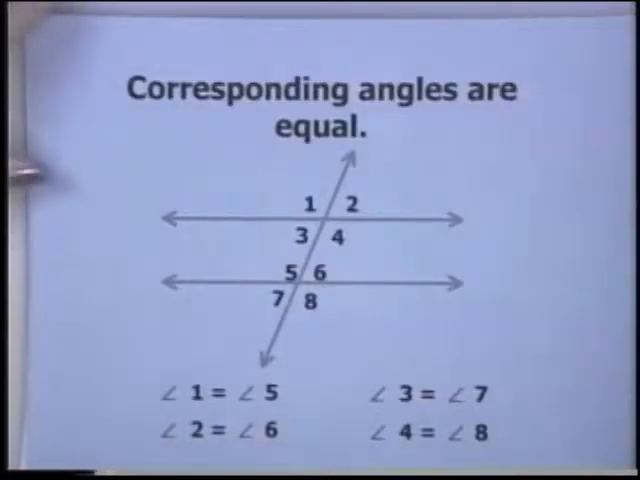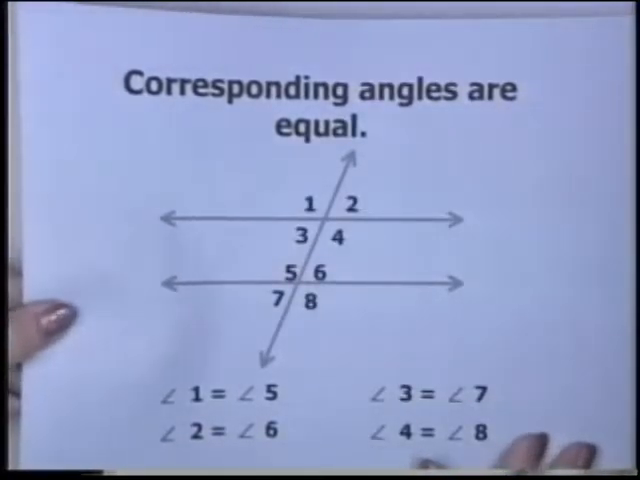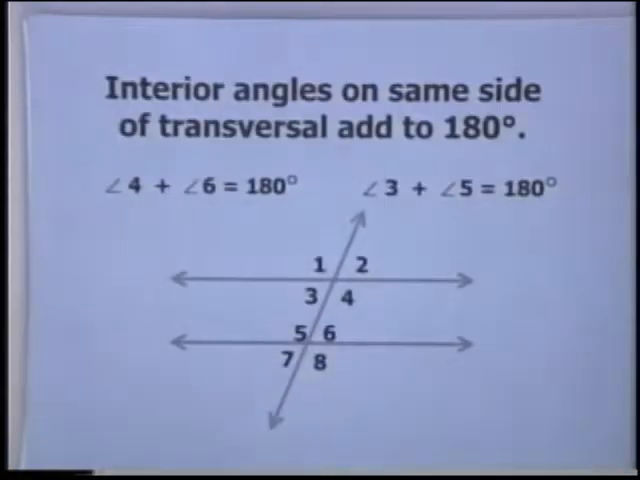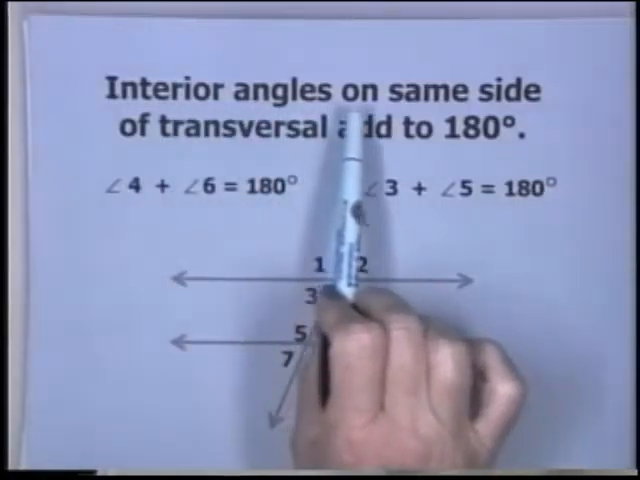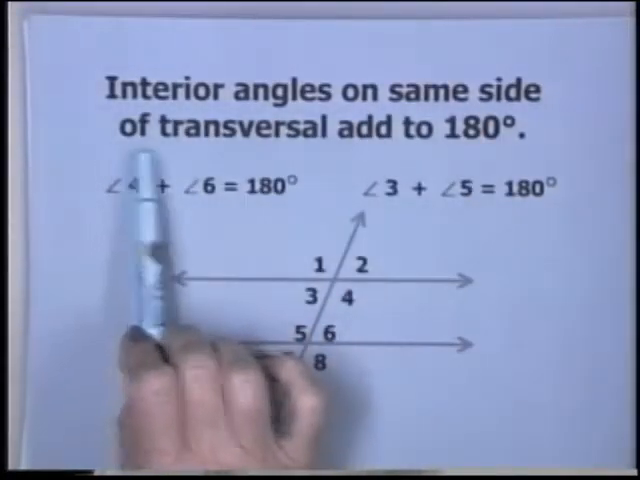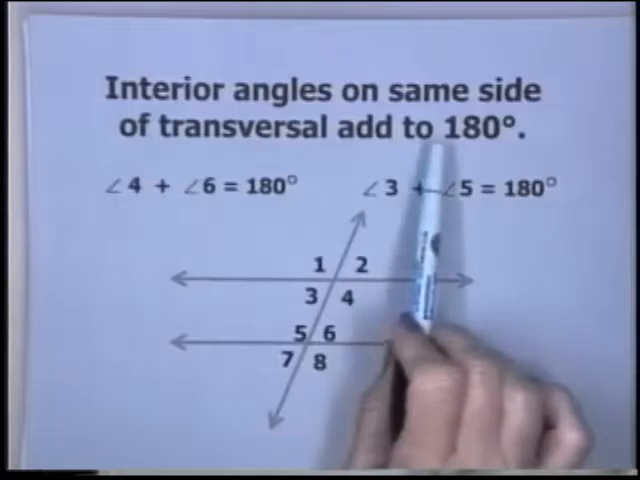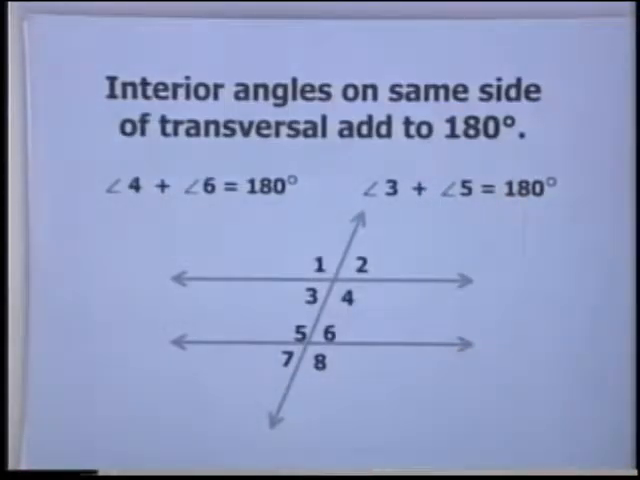Now the last angle relationships that we should know formed by parallel lines and a transversal, we don't give a special name to these angles, but we should know this relationship. Interior angles on the same side of a transversal add to 180 degrees. Now, interior angles would mean inside the parallel lines and on the same side of the transversal.